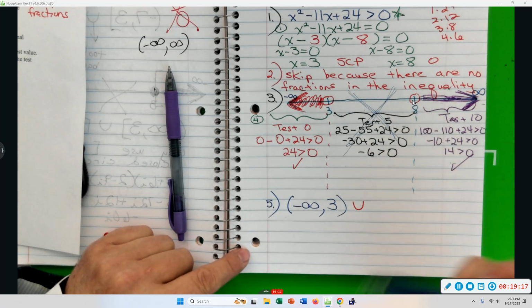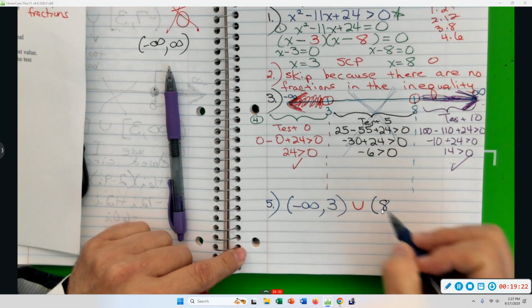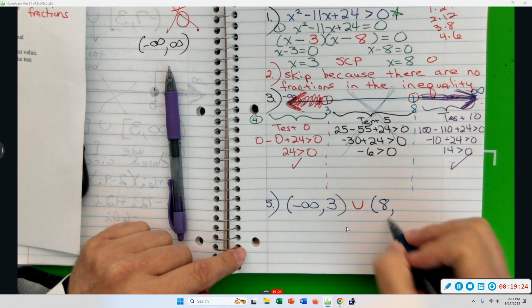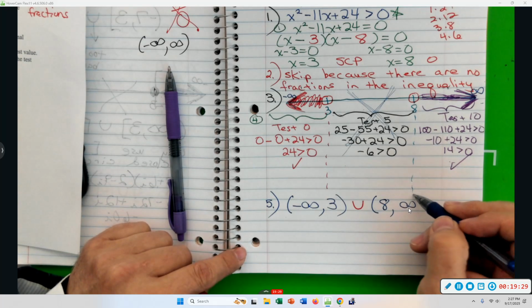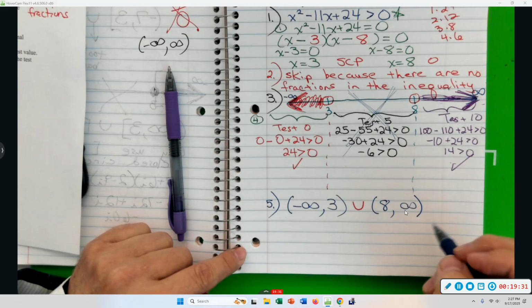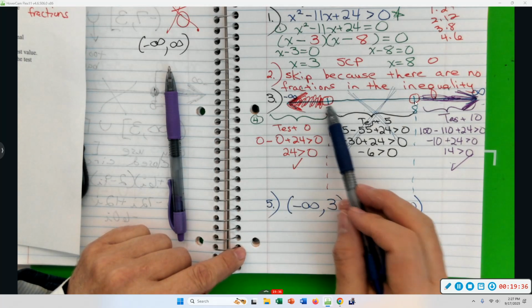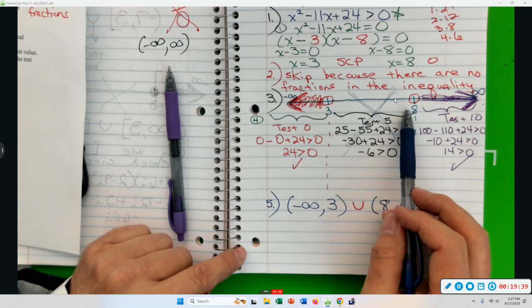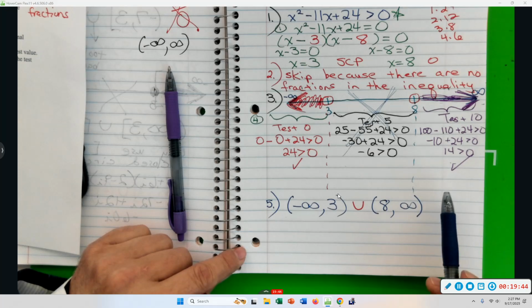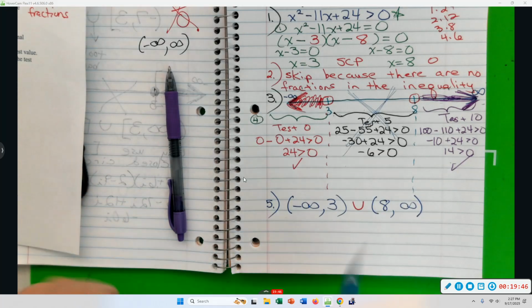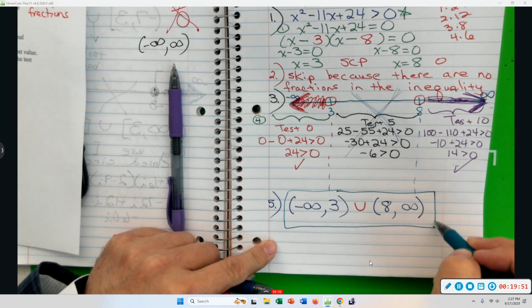So here, parentheses 8, comma, infinity. What do you put after a parenthesis? After an infinity, you put a parenthesis. You only have brackets at closed circles. So right here, as soon as we saw there were no closed circles, you knew you weren't going to be typing in any brackets. It would all be parentheses. The parentheses and the brackets you type from the keyboard.